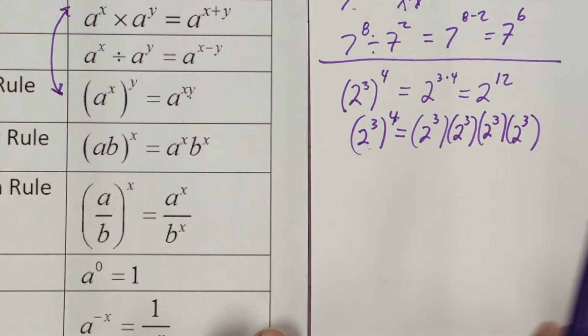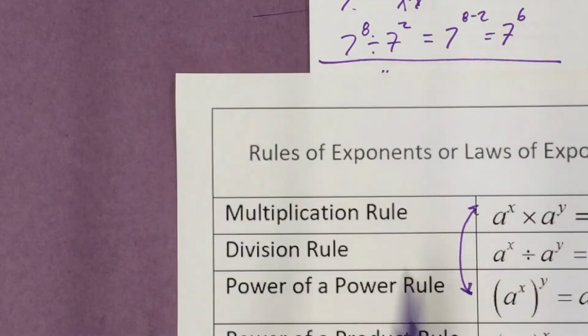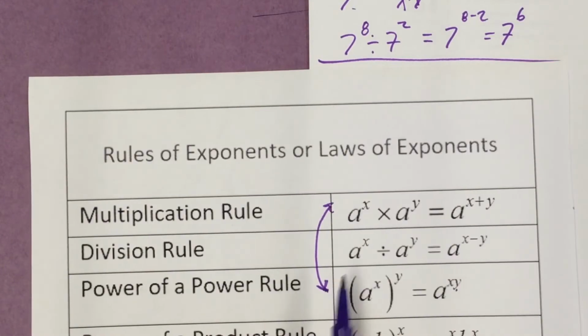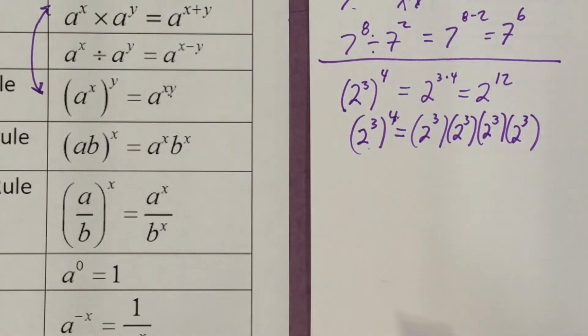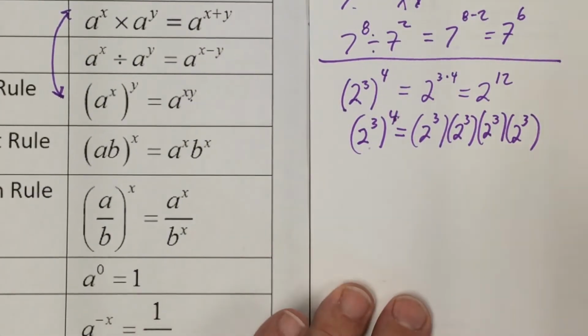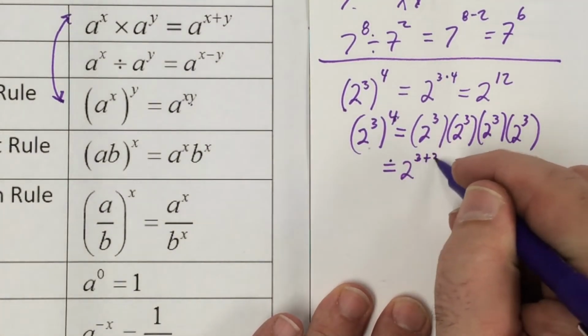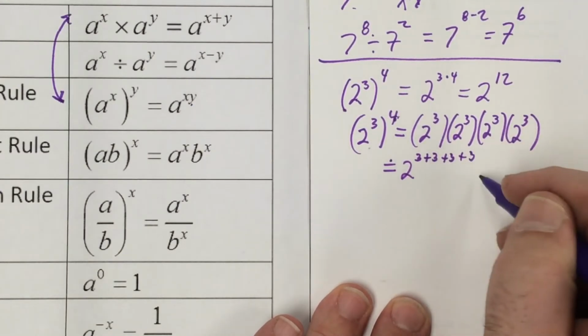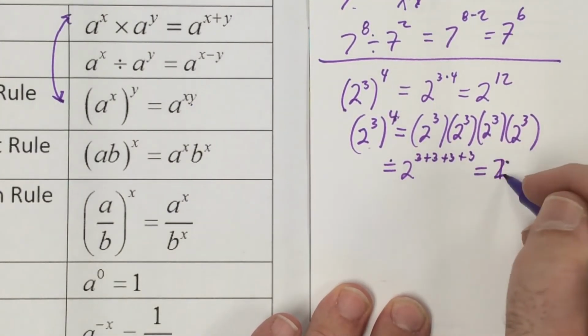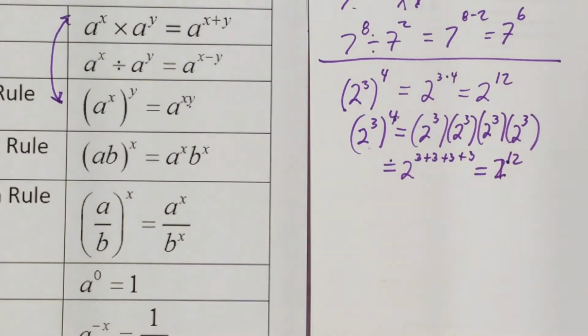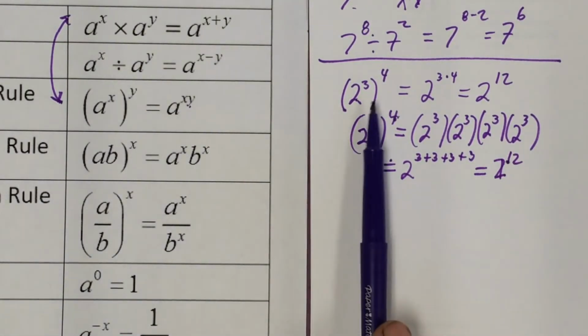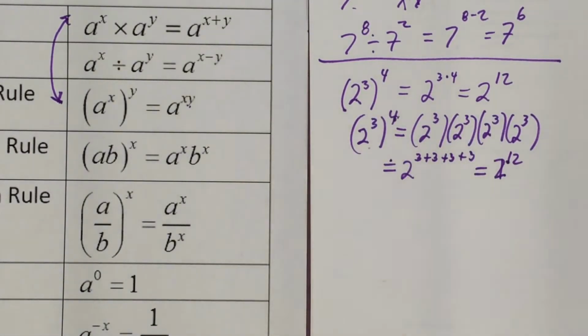Applying the first rule we learned a little while ago, the multiplication rule, we should add these exponents, and that is going to give us 2 to the 3 plus 3 plus 3 plus 3, which is going to give us 2 to the 12th. So here's the rule being applied generically, and here's why we apply the rule as such. I hope that clarifies things here.